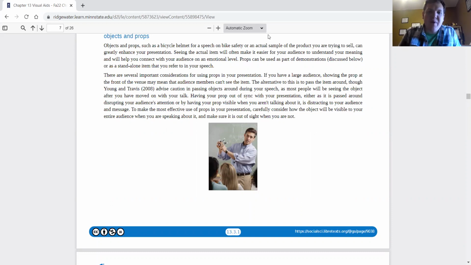So it says caution passing objects around during your speech because not everyone's going to have it at the same time. So if you're trying to get them talking about it, by the time it gets to them, you may be onto something else. And also it can distract the audience during the presentation if you're passing the thing around. If you have enough different objects to pass around so it can get to everyone, a small enough audience and enough of the object so everyone can get it within that time frame when you're talking, that can be effective. But really, if you're passing the prop around, maybe it's good to set aside for later.